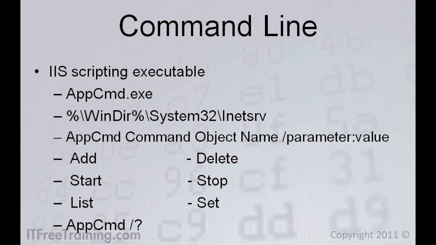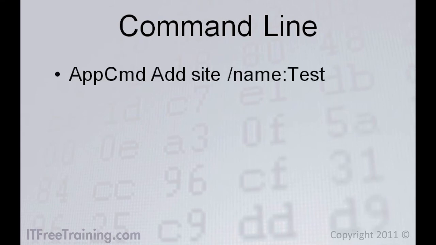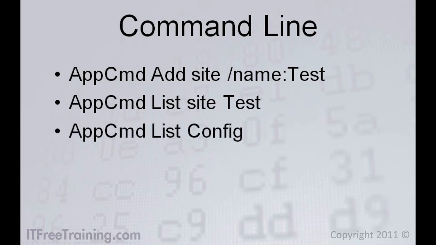Appcmd is a great utility if you want to make a lot of changes to a lot of IIS servers, or you want to perform changes via a script. Let's have a look at a few examples. If you want to add a new site, use the add command followed by the site and then the parameter name with the site name. Once your site is added, you can list it with the list command. If you want to view the current configuration file, you can use the command list config.